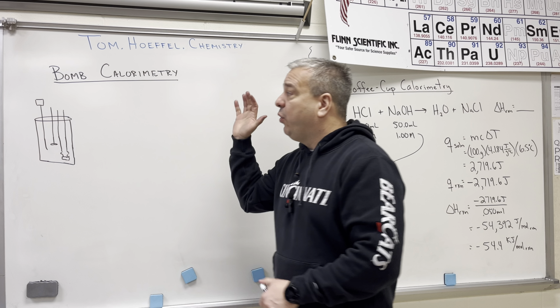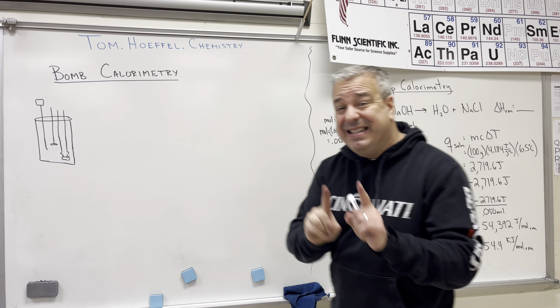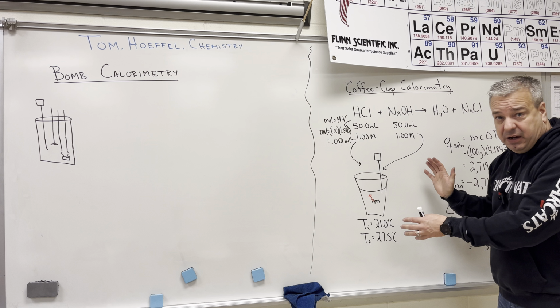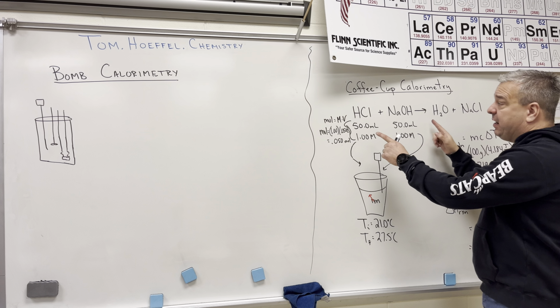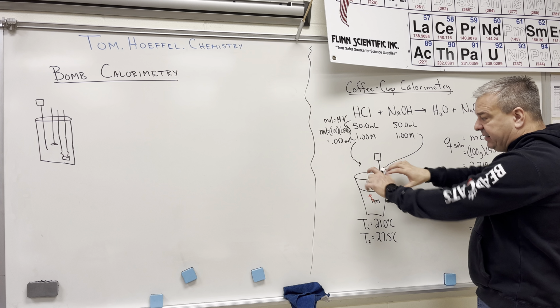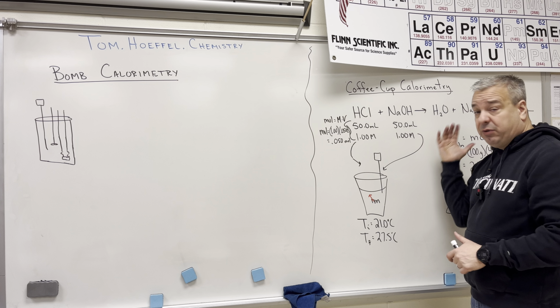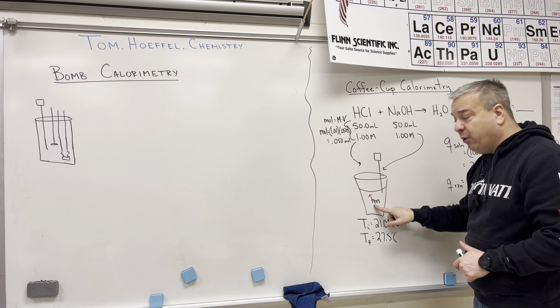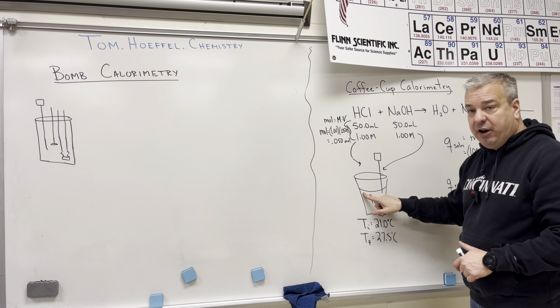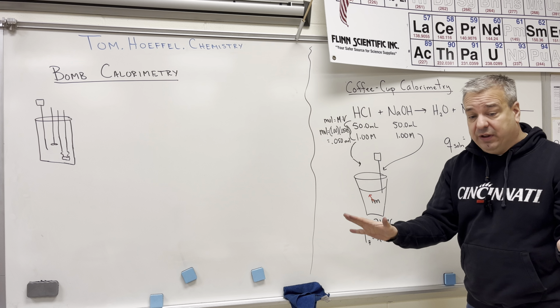The way bomb calorimetry works differently than coffee cup calorimetry is, in coffee cup calorimetry, we just pour our reactants into our coffee cup, and the heat flow, if this is exothermic, which it is, leaves the chemical reaction and goes into the solution only.